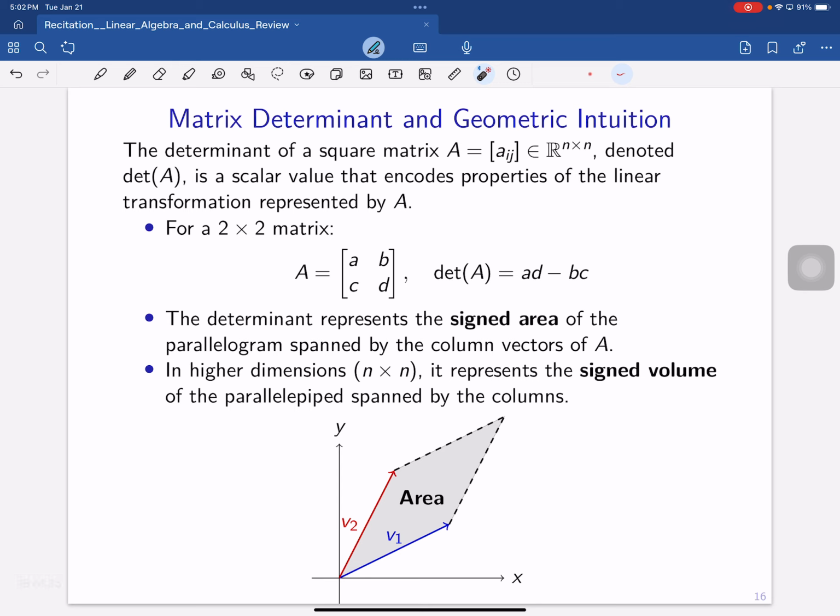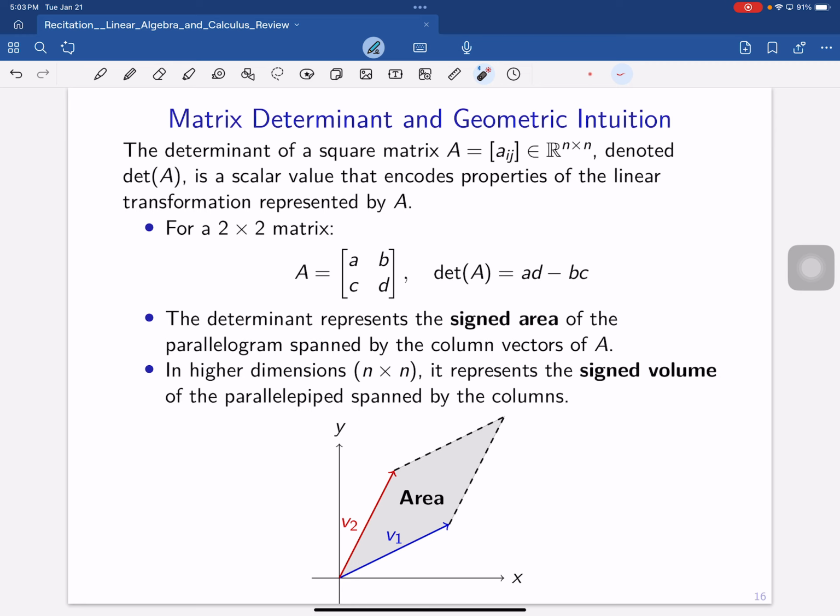Okay, so then let's quickly talk about the determinant. How do you geometrically interpret the determinant? You can think about the determinant as the signed volume formed by the vectors of matrix A. Let's say we are in 2D, and we have two vectors, V1 and V2. These two vectors are the columns of A. The determinant represents the area formed by V1 and V2.